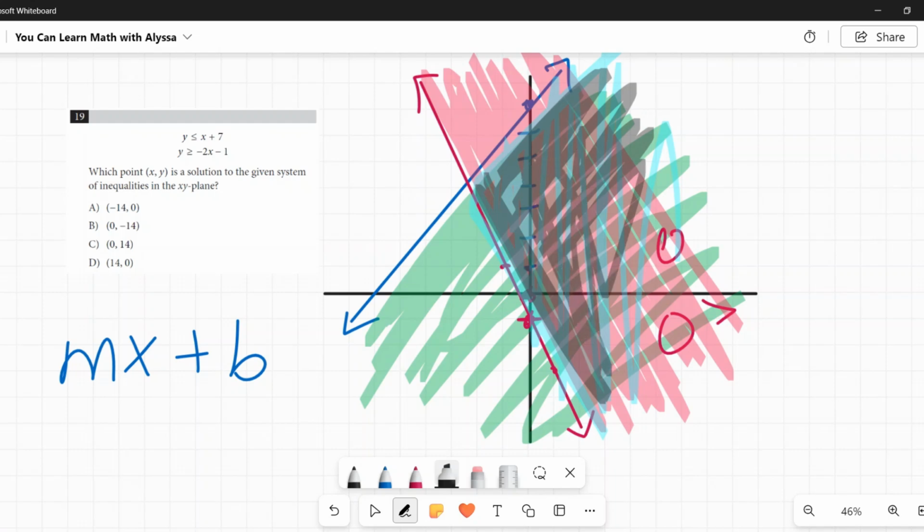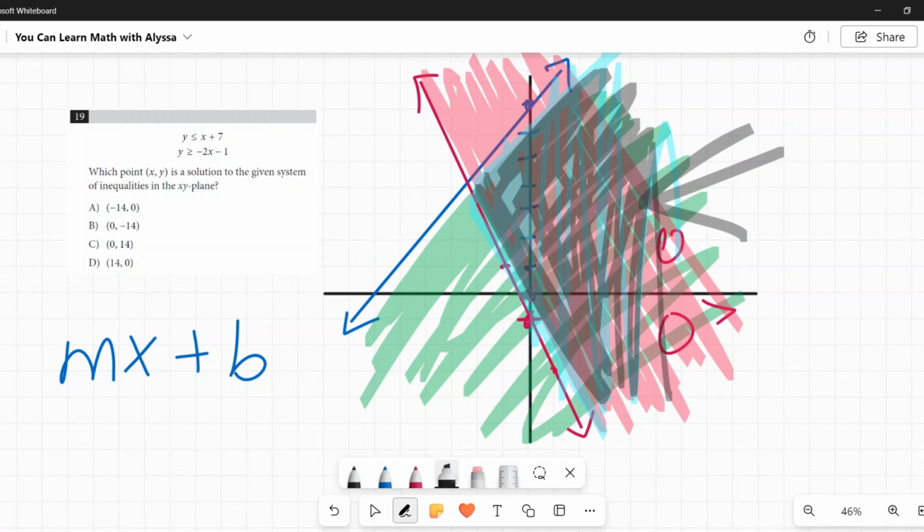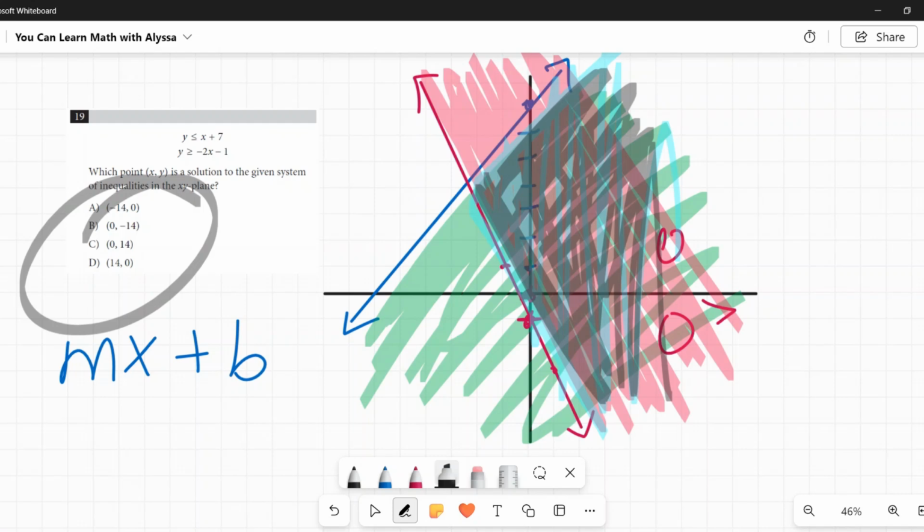That's the key takeaway. However you decide or figure out where this double shaded area is, either by doing a quick little sketch and going, okay, it's going to be right there, or putting it in Desmos, whatever works best for you is the way you should use. But this is the knowledge right here, that it's the overlapping area, the double shaded, and that one of these points has to be in that area for it to be an answer, to be a solution.